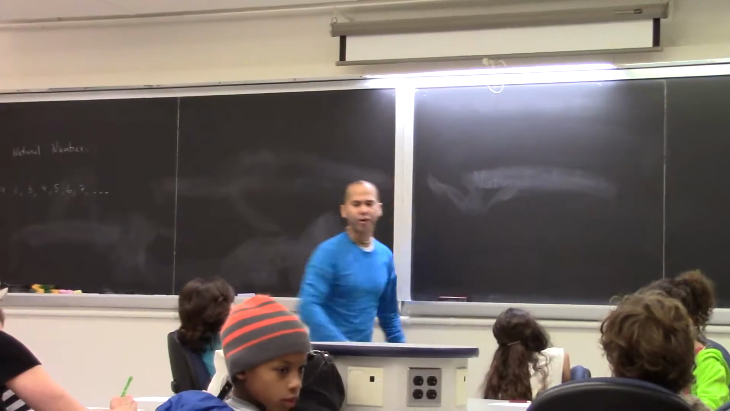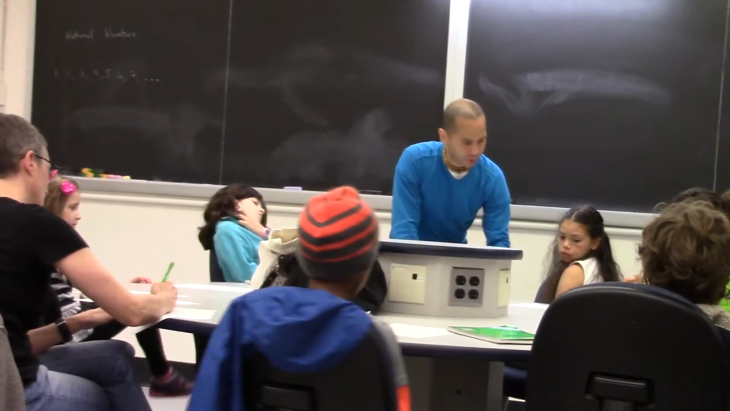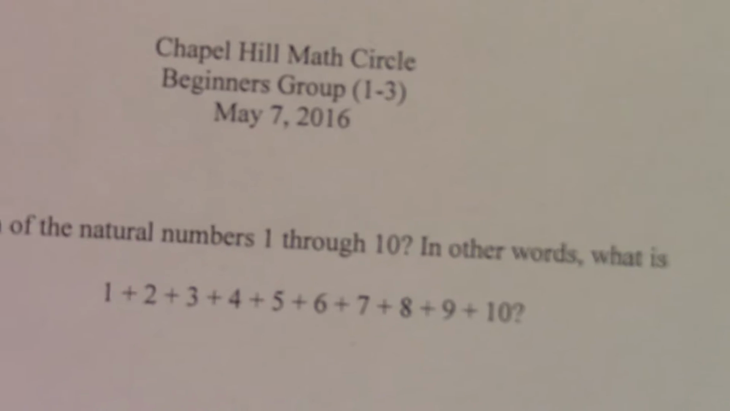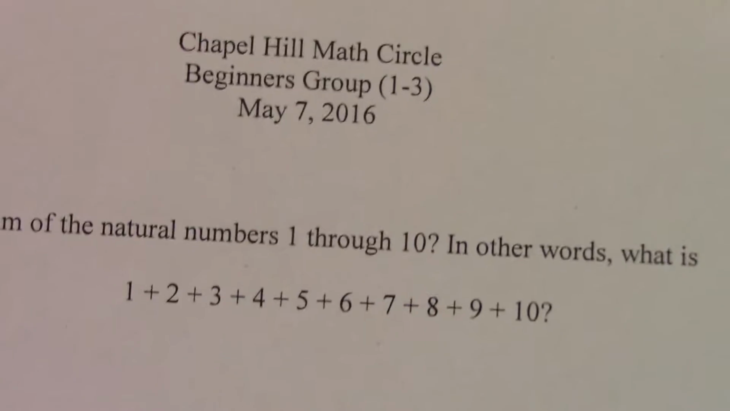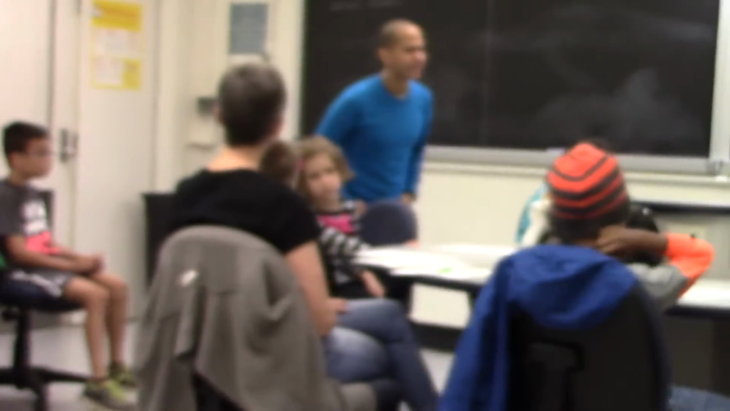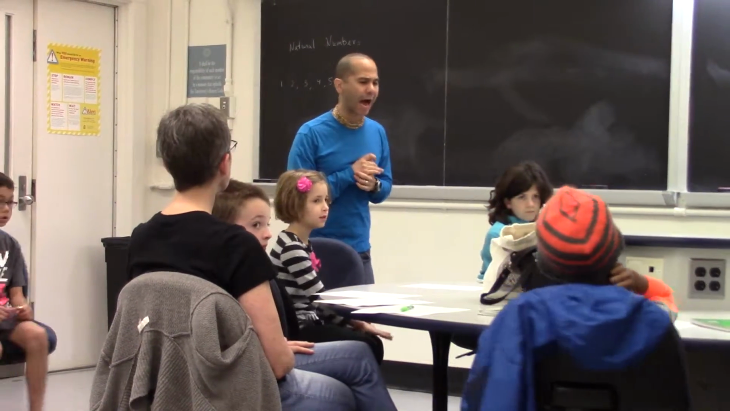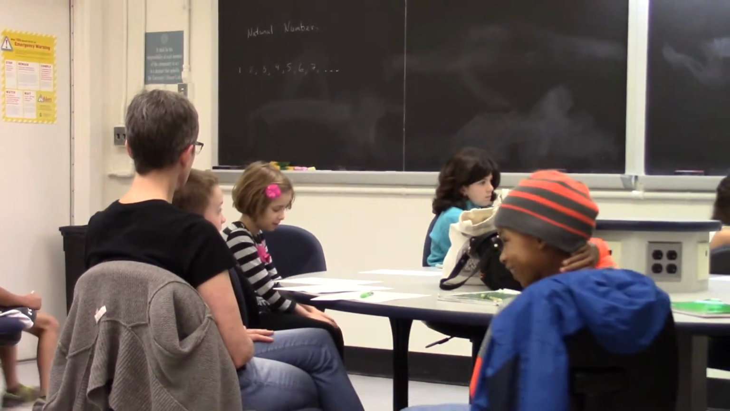Now, the first question, I'm going back to our handout, it's very simple. What is the sum of the first 10 natural numbers? Numbers 1 through 10. Okay, Judah. 55. That seems fairly easy. Someone said 45. So, is it 45 or is it 55?